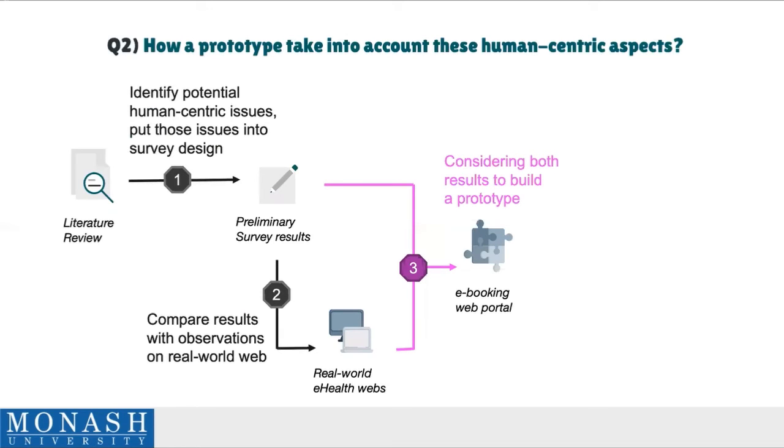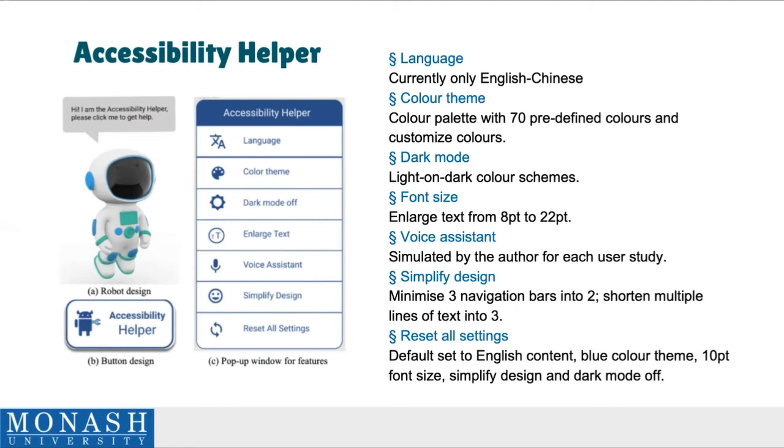To answer question 2, how a prototype takes into account these human-centric aspects. With the survey results and a capture of the current eHealth websites, an e-booking prototype was implemented in Figma. With all the human-centric issues we identified, we introduced an accessibility helper that embraces 6 main features into web assistance.